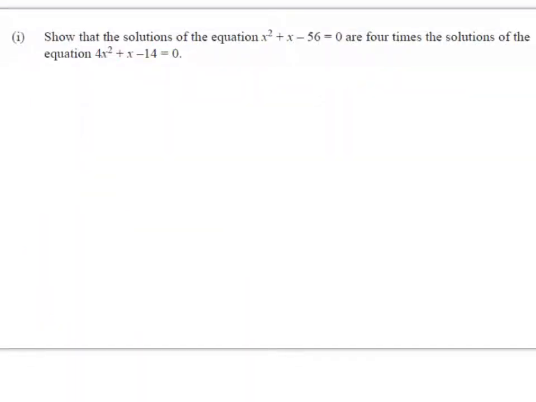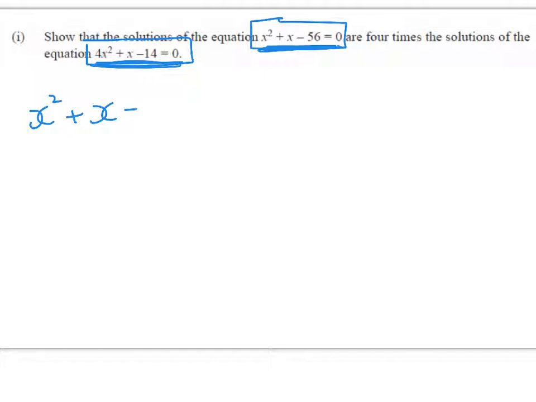Alright, this question is a merit question. It's a little bit different. It's quite cool. So show that the solutions of this equation, the quadratic, are 4 times the solutions of this equation. Now there are a few different ways to do this, but probably the most straightforward is just to factorize this and find the solutions, and then factorize this and find those solutions. So let's start with the easier of the two, because that will also give us a clue for the second one. So we've got x squared plus x minus 56 is 0.